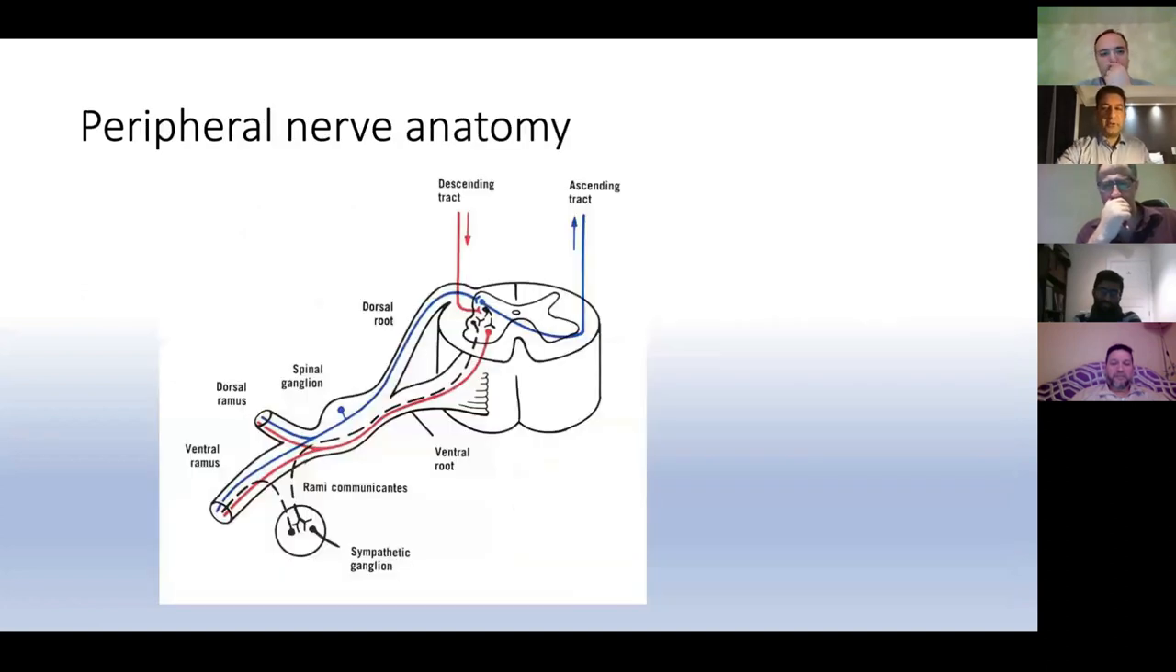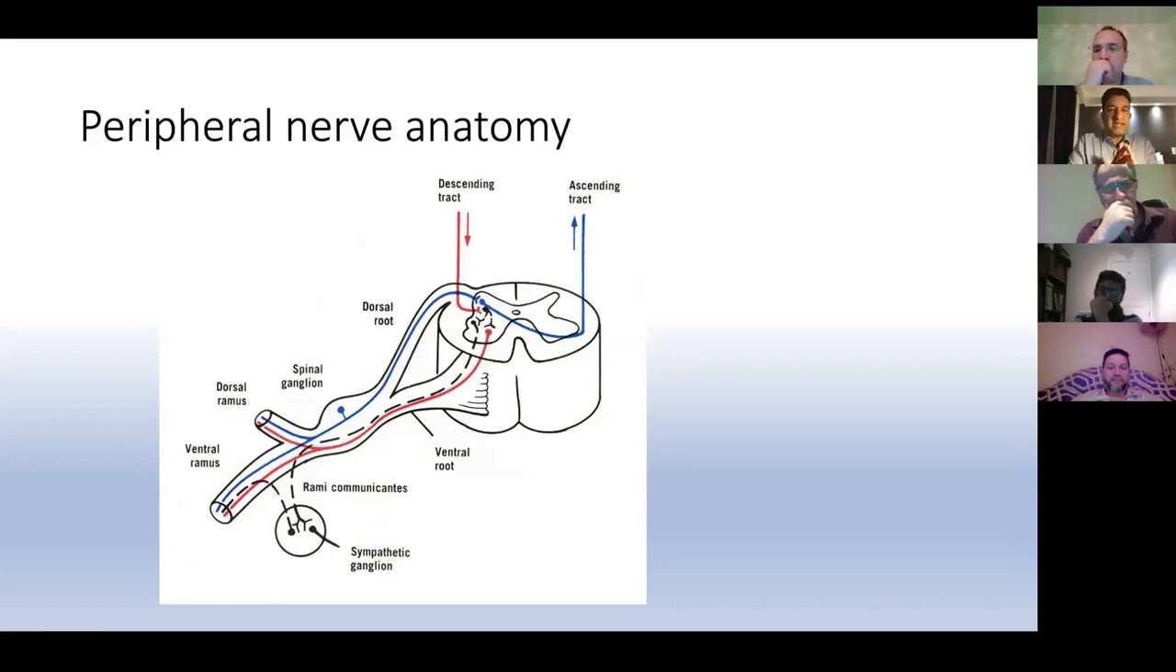So this is just a quick look at the peripheral nerve anatomy. With the peripheral nerve anatomy, you essentially have a group of sensory fibers, motor fibers, and autonomic fibers, which are surrounded by connective tissue layers. The motor neuron is situated in the ventral horn of the spinal cord, which is the bit at the front, whereas the sensory cell body resides in the dorsal root ganglion, which is the bit at the back. These cell bodies essentially project axons through the dorsal and ventral root respectively, and they join the spinal nerve as it exits the vertebral foramen, okay?